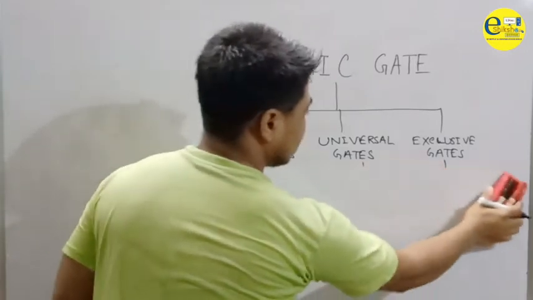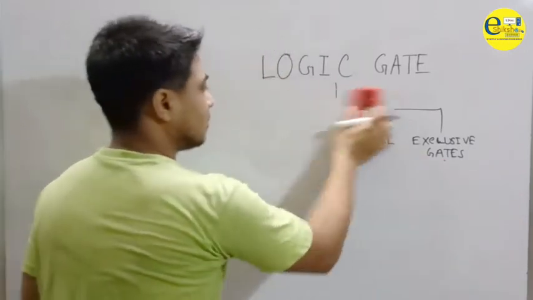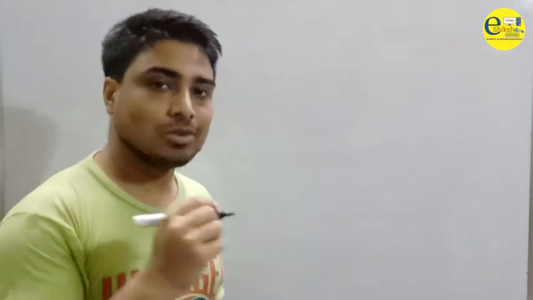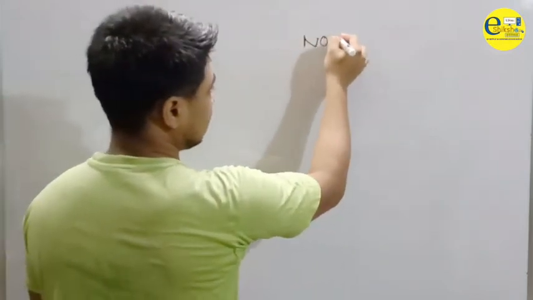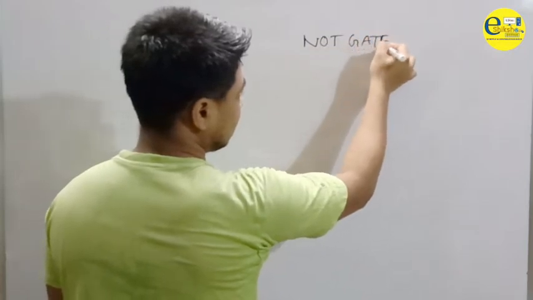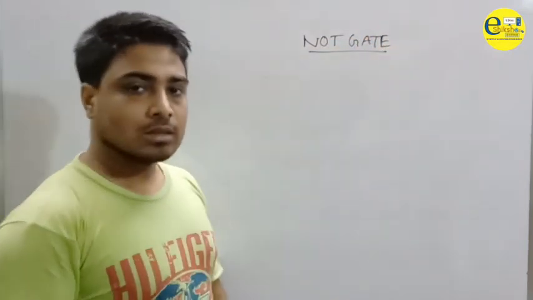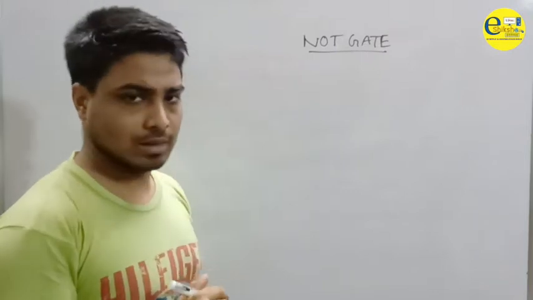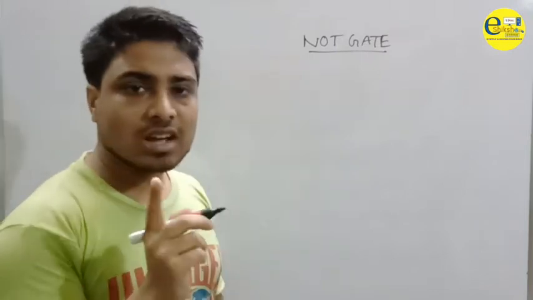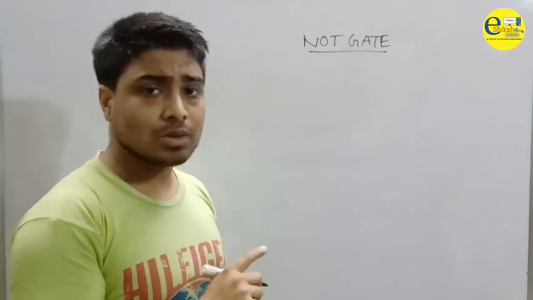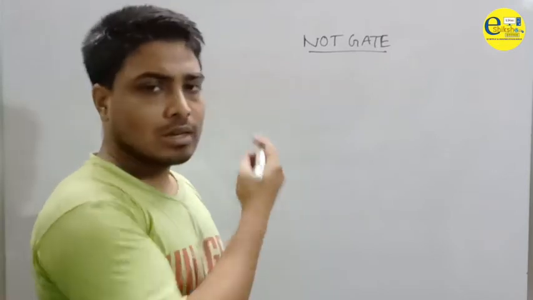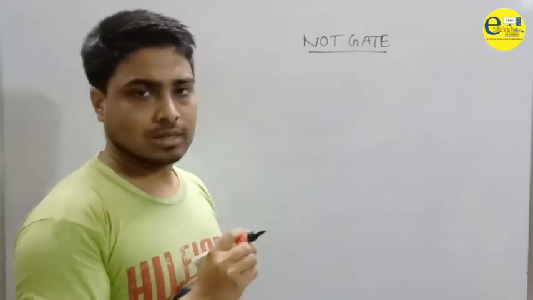So let's start from the basic gates. In the basic gates, the first gate is the NOT gate. Here I will focus mainly on three things. First, what is the logical diagram of that gate; second, what is the logical expression of that gate; and third, what is the truth table of that gate. In every gate I will discuss these three things.